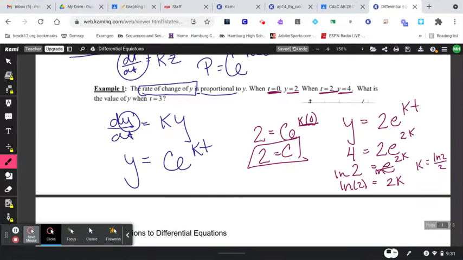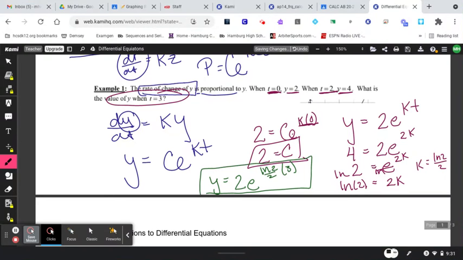All right, so lastly, I just need to find the value of y when t equals 3. So now I have y equals, I know the c value is 2. I know the k value is the ln of 2 over 2. And what is the value of y when t is 3? Basically, that is the value of y. I got y by itself now. And again, if it's non-calculator, we're just going to be okay with leaving that the way it is.